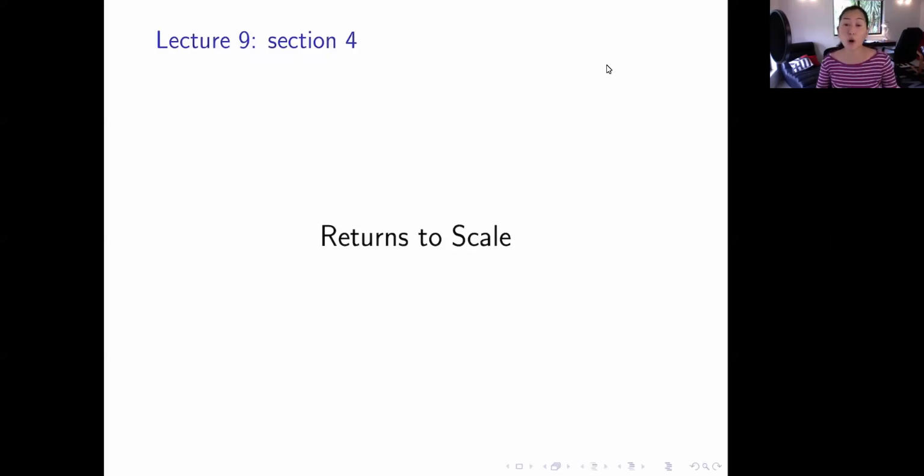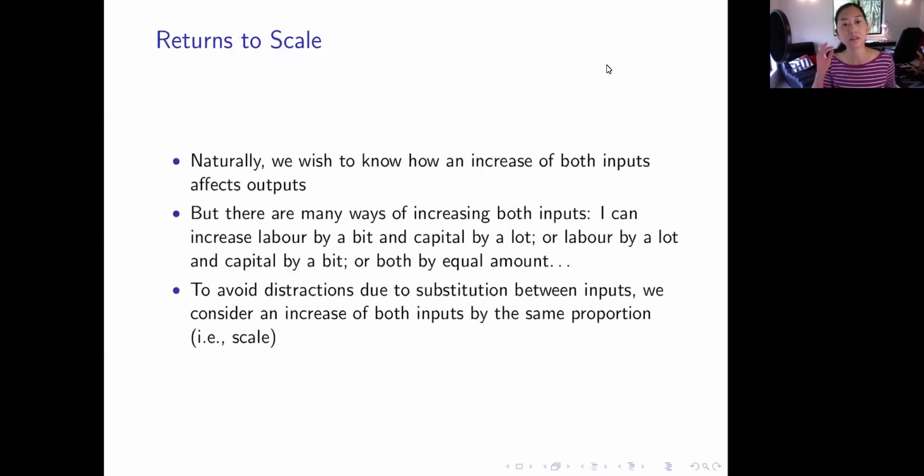In this section 4, it's about returns to scale. Naturally, we wish to know how an increase of both inputs affects outputs. But there are many ways of increasing both inputs. So I can increase labor by a bit and capital by a lot, or labor by a lot and capital by a bit, or both by equal amount.